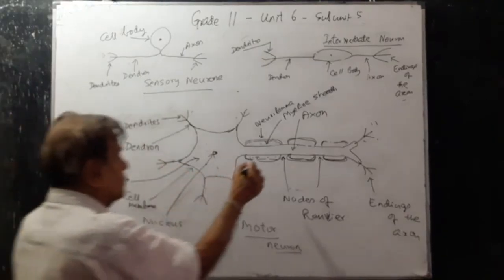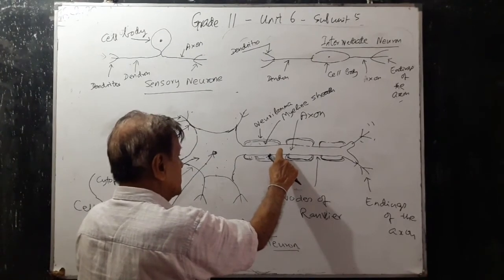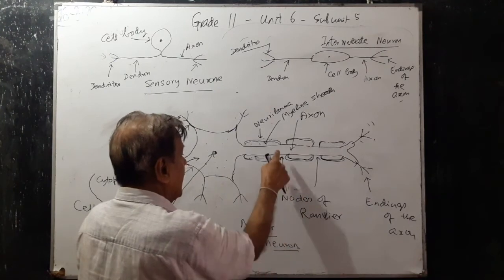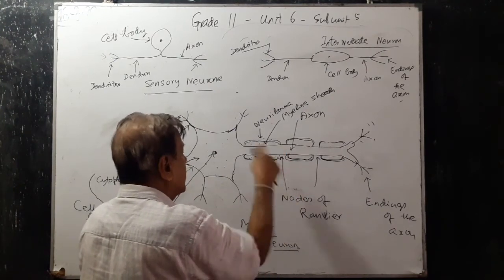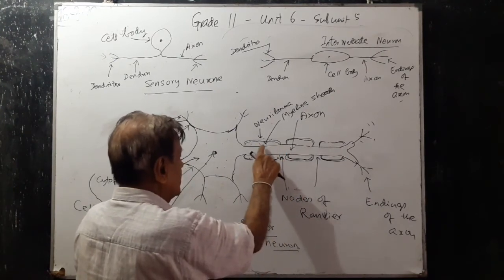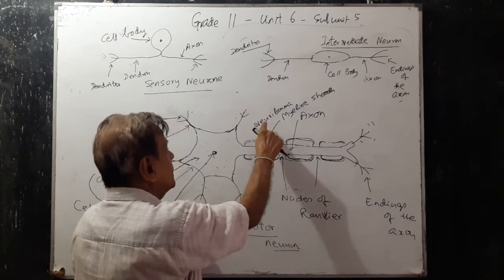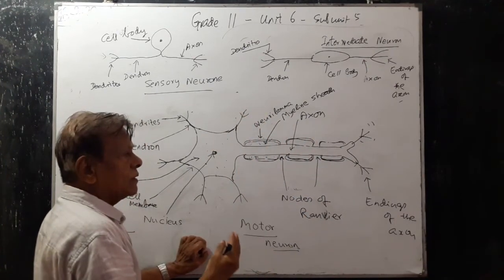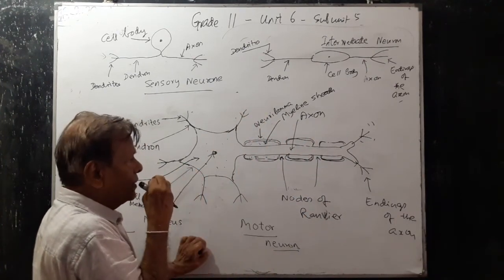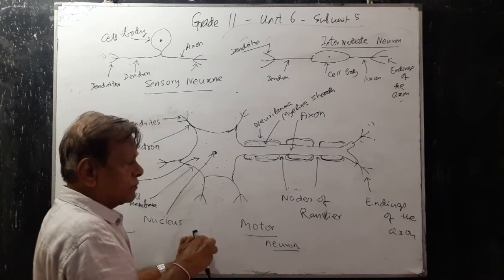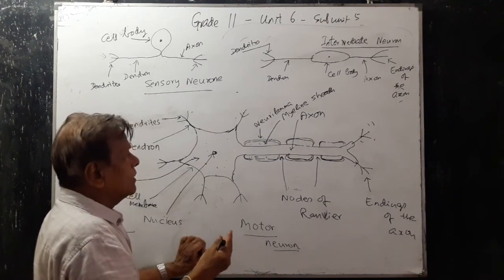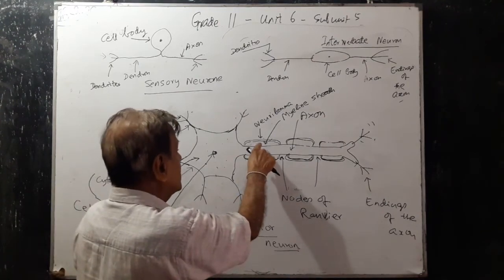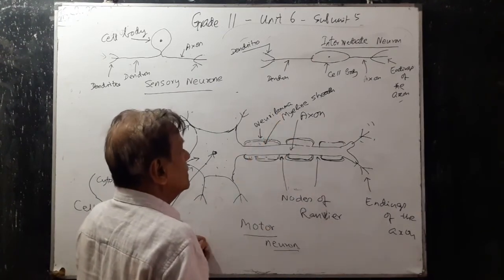Now, around these nerve fibers, it can be an axon or a dendron, actually you have two coverings. Neurilemma is the outer covering. You can see through it. Transparent. Neurilemma is a transparent covering. The inner covering is myelin sheath, white in color.